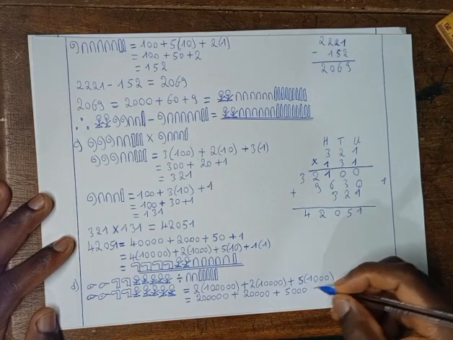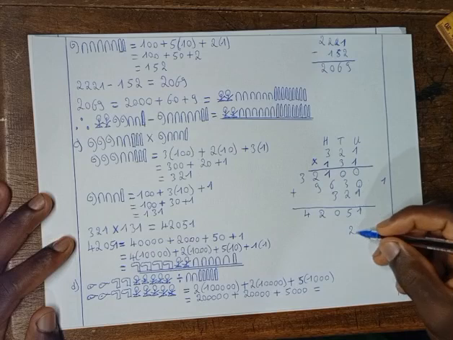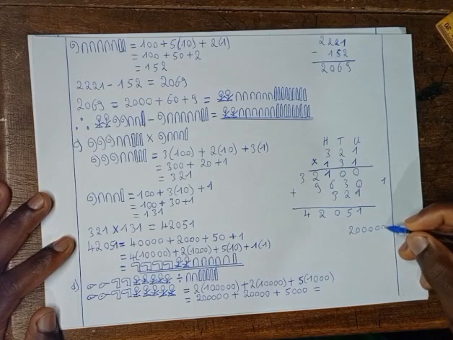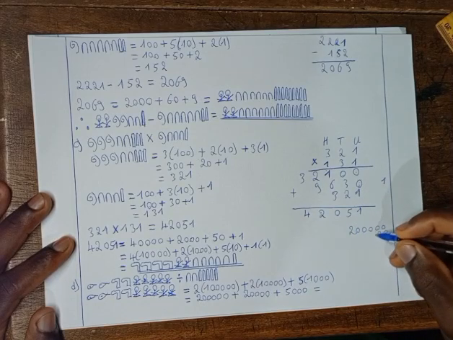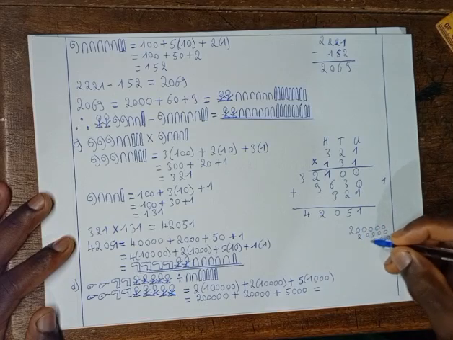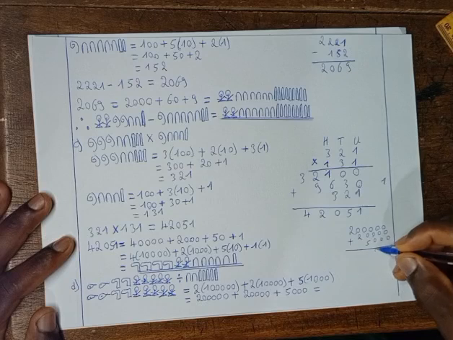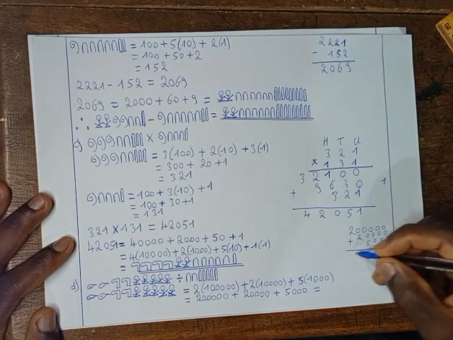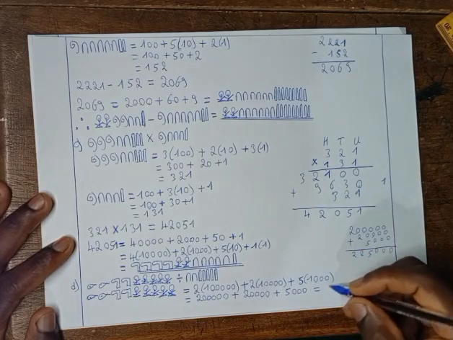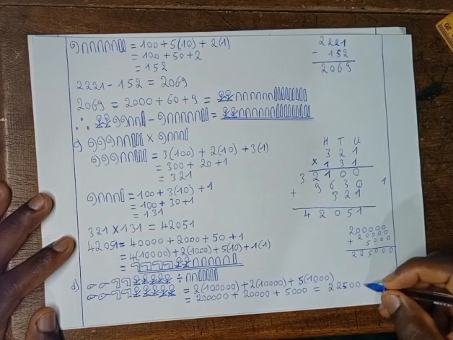Next, we add 200,000 plus 20,000 plus 5,000. We add 0, 0, 0, 5, 2, 2. So it gives us 225,000.